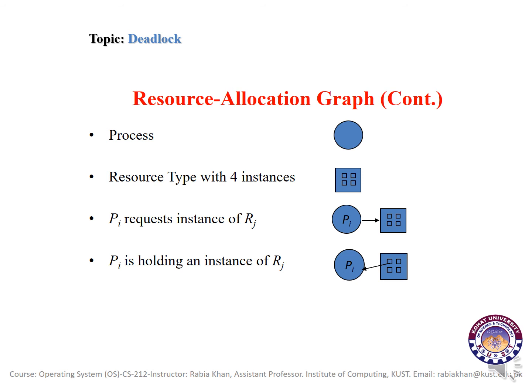And when the assignment edge will be drawn, that must be drawn from internal small square towards the circle. If you have drawn it from the border of big square towards the circle, that would mean you have assigned all the 4 instances of the resource to a single process. So be careful while drawing resource allocation graph.